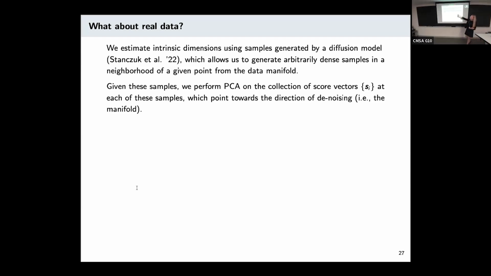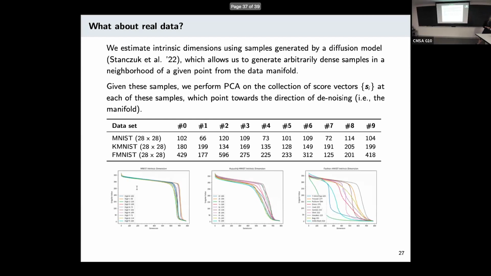People have done that before us. This paper that I'm citing, Stanczuk et al., is from Carola Schönlieb's group at Cambridge. They have used diffusion models to probe data manifolds. What we're doing here is generating a sufficiently dense sample with the diffusion model, and then using a standard approach for approximating the intrinsic dimension from data that's based just on PCA, a very simple technique. And then here's what we find. We look at 3 classical benchmark data sets: MNIST, which is handwritten digits; KMNIST, which is Japanese characters; and Fashion MNIST, which is images of clothing.